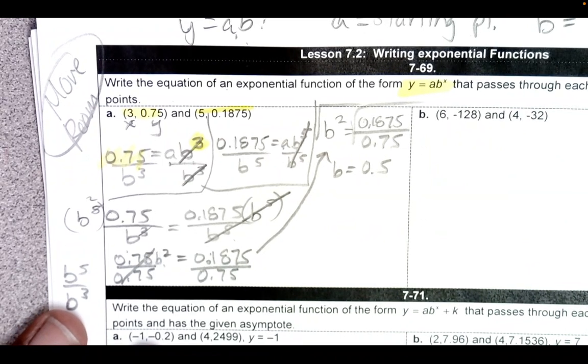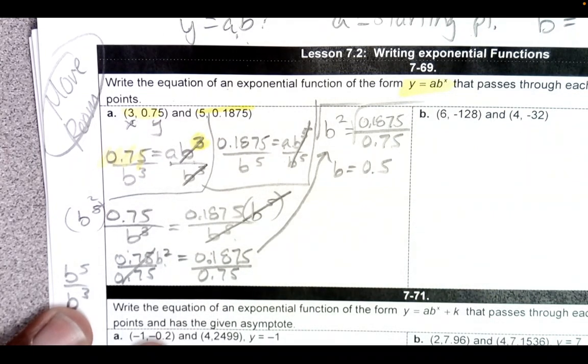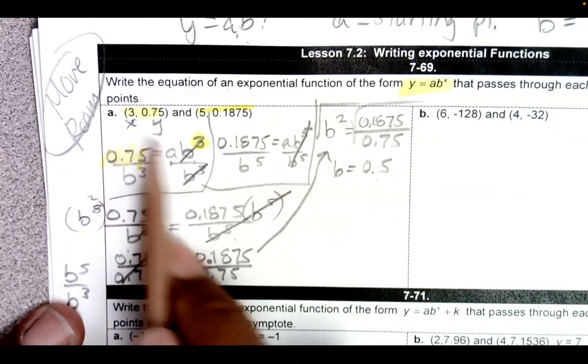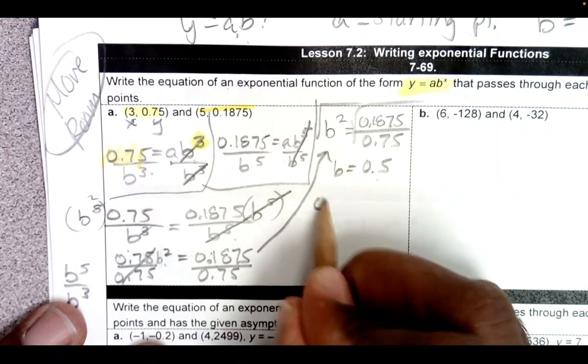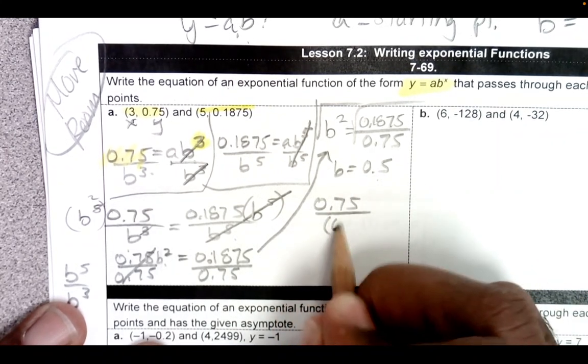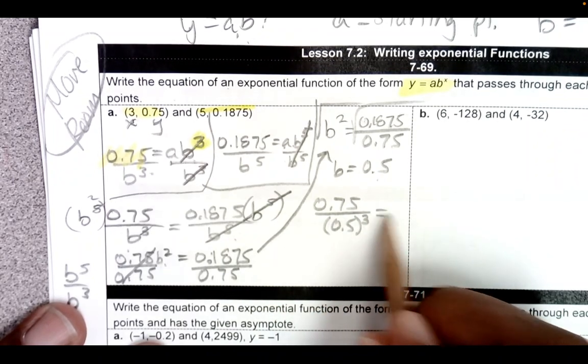Okay, and by the way, if the b value is less than 1, that means you're going to get a decay. It means it's a decrease. Okay, the last step is I just got to figure out a by plugging that 0.5 into one of the equations. So I'm going to take this equation, the first one I made, and plug that right in. Okay, and that will give me the a.